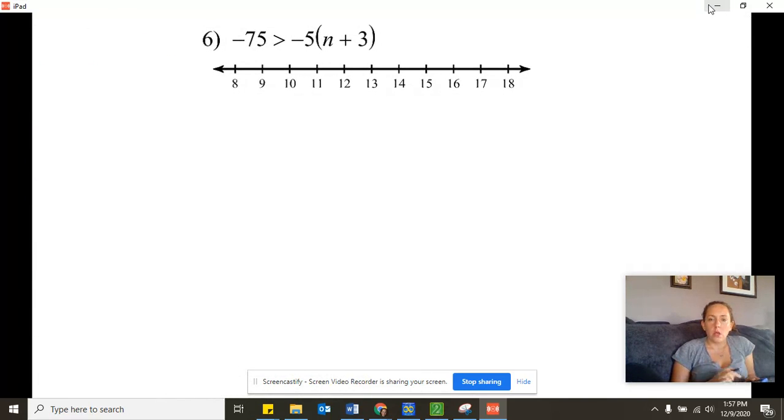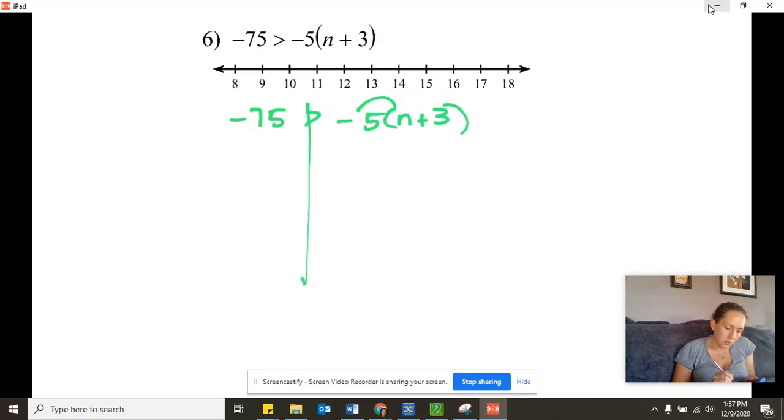Moving on, with one like this. I'm going to rewrite it under the graph so that I actually have some room. So with this one, I will want to get rid of the parentheses first by distributing. There's more than one way to solve, but that's how I'm going to do it. So I'm going to multiply everything inside the parentheses by negative 5. So I get negative 5n minus 15. Just multiply those two things by negative 5.